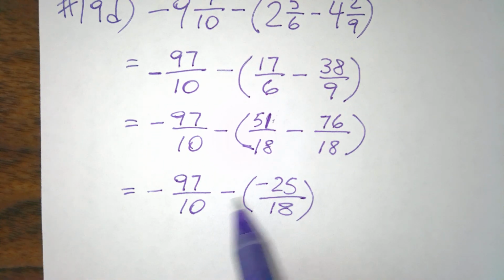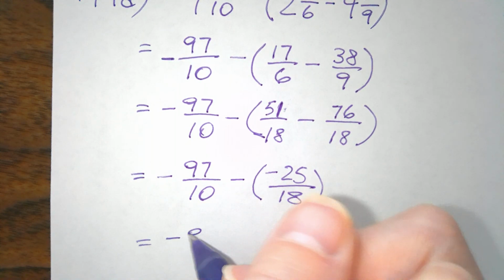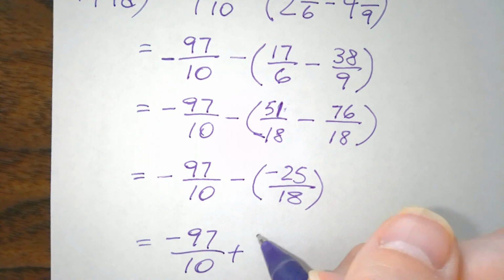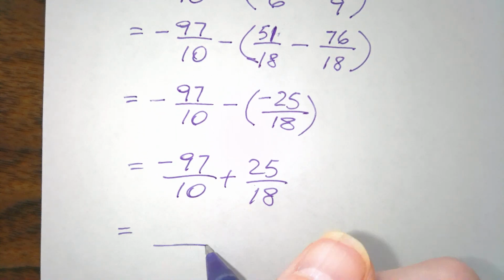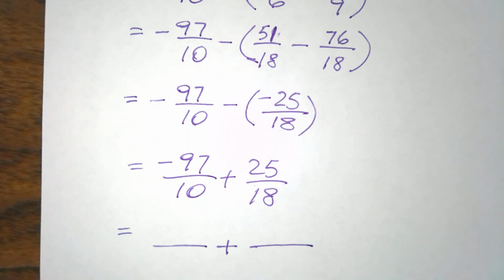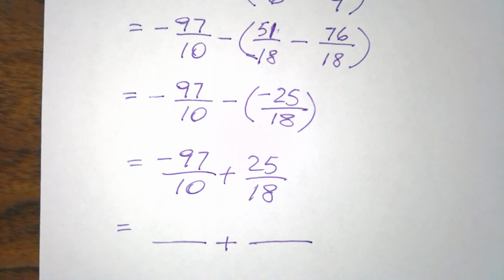Okay, again, two negatives make it positive. So you have negative 97 over 10 plus 25 over 18. Now that I am adding these two fractions, I need the lowest common denominator again. Between these two, what's my LCD here? What's my LCD between 10 and 18? Okay. So, Kevin?